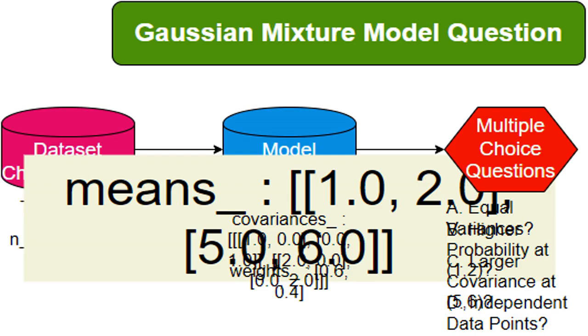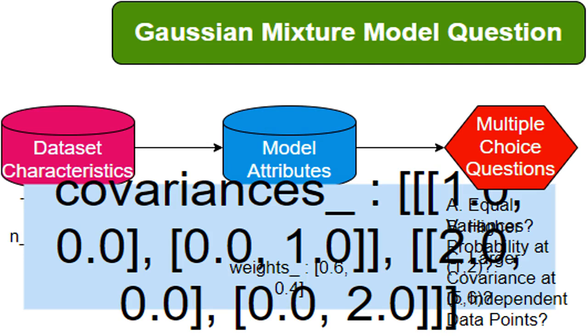One cluster is centered around the point 1, 2, and the other around 5, 6. Imagine these are the average locations of two different groups of candy. These matrices describe how spread out the data is within each cluster. The numbers along the diagonal represent the variance in each direction. Think of the spread of the candies. Larger numbers mean more spread out data.